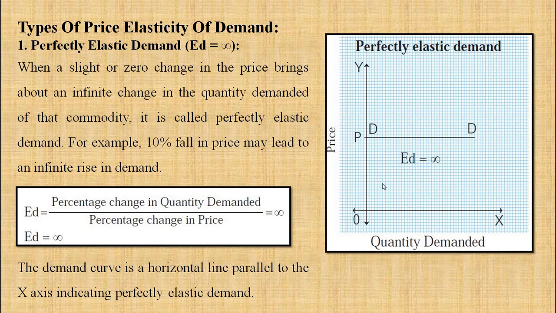And diagrammatically, this is the x-axis, this is the y-axis. On the x-axis we measure quantity demanded, along the y-axis we measure price, and DD is the demand curve, which is a horizontal straight line parallel to the x-axis. It shows perfectly elastic demand. This price is OP, there is no change in price but demand rises. So you have to understand about perfectly elastic demand: there is absolutely no change in price but demand changes, and diagrammatically it is a horizontal straight line.